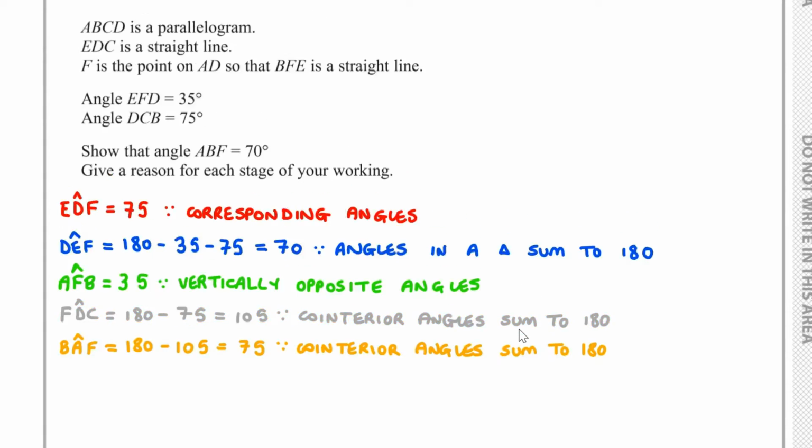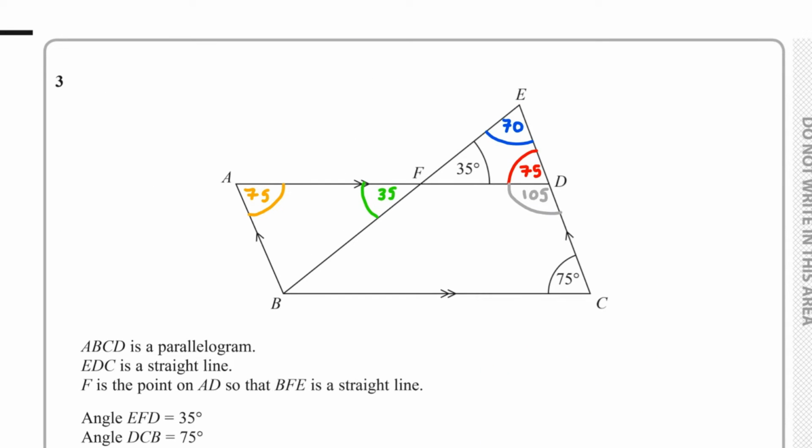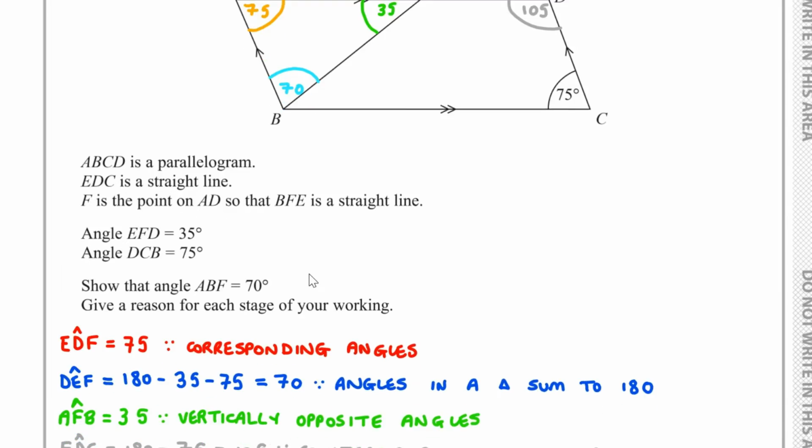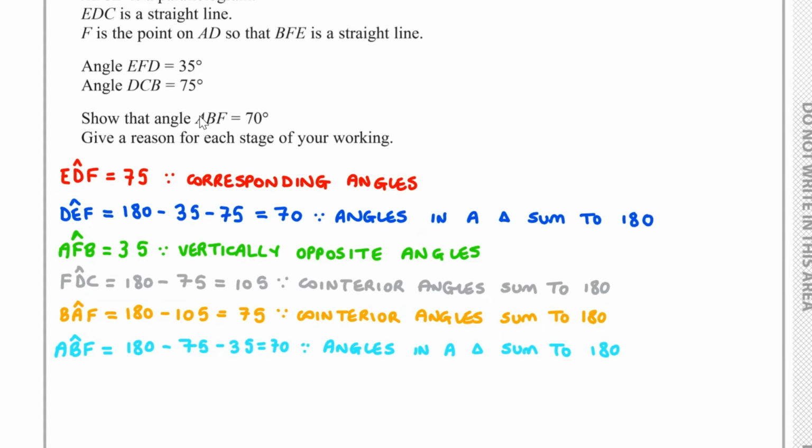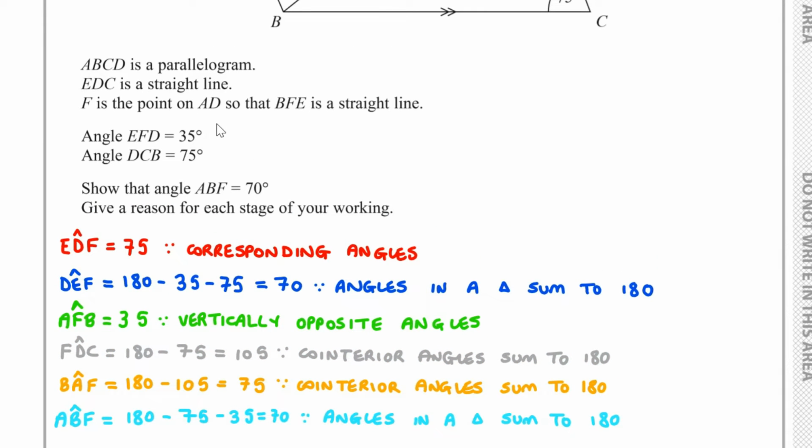And the angle we're finding is this angle here, ABF, which is 180 take away 75, take away the 35, which is 70. And the reason for this is angles in a triangle sum to 180. So ABF is equal to 180 take away 75 take away 35, which is 70 degrees, because angles in a triangle sum to 180, and hence we've shown that angle ABF is 70 degrees.